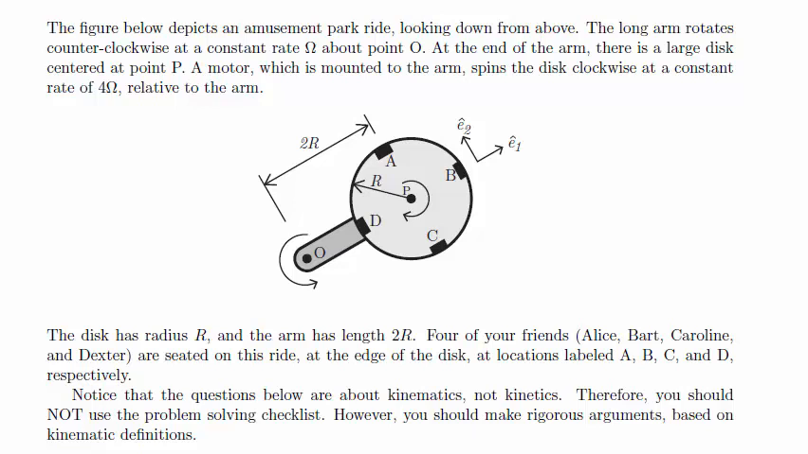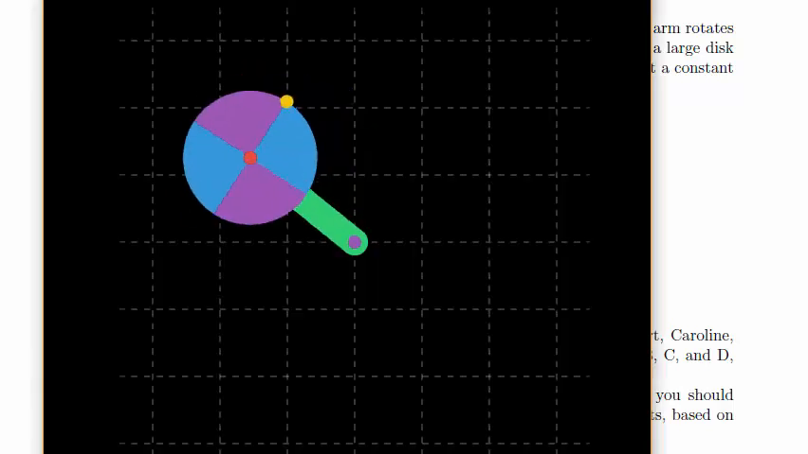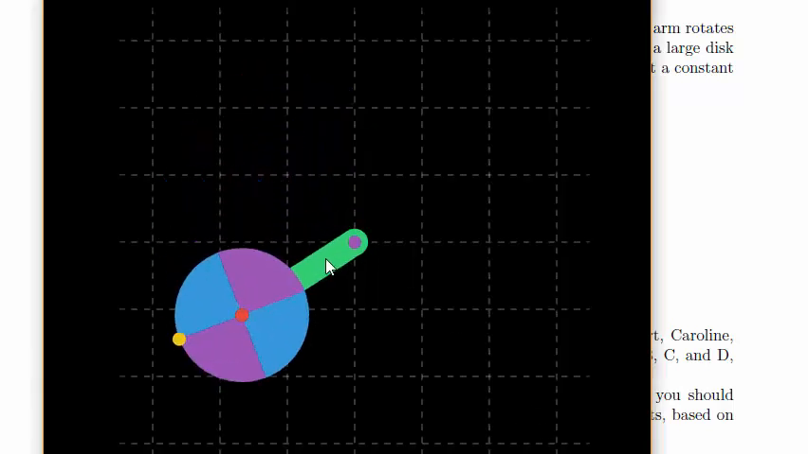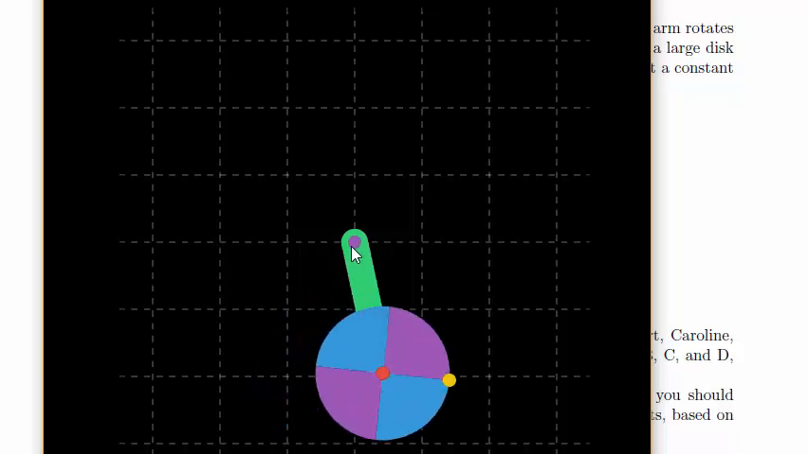So our next dynamics problem is actually a kinematics problem, and we're going to study this system right here. And rather than show you a static picture, I think it's probably best to show you a computer-generated animation. So there it is. We've got this rod that's in green. It's rotating about a fixed point.